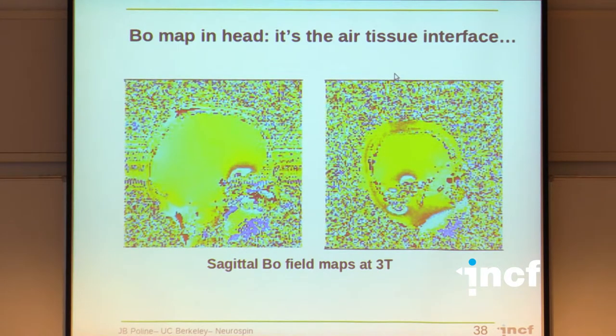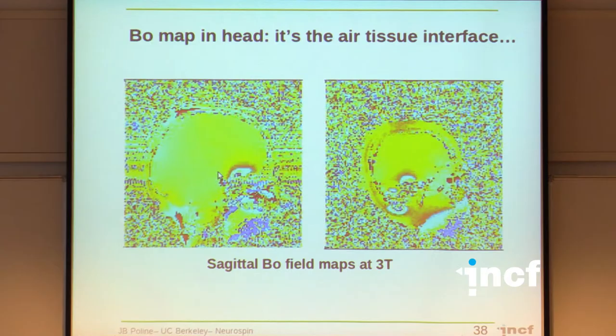Just want to show you, this is the B0 map. So what is the magnetic field when you've put a head in the scanner? Because of the interface between the air and the tissue, you're disturbing the magnetic field of the scanner, which has to be very, very homogeneous to be a good MRI machine for recording the images. One of the problems is that, because of this disturbance, you get distortions or loss of signal, so there are a lot of artifacts.